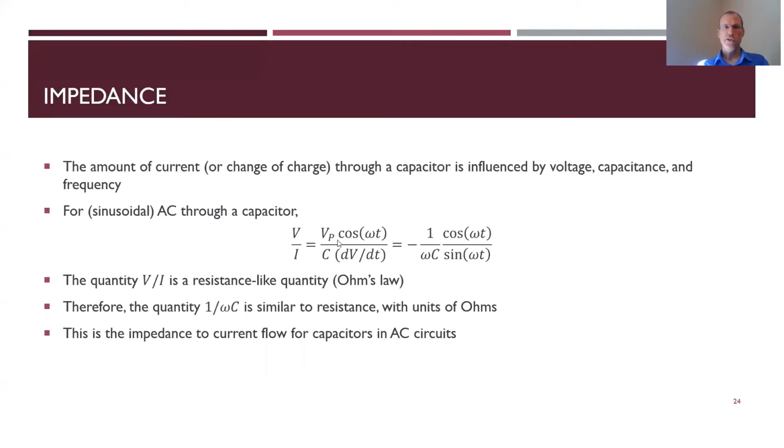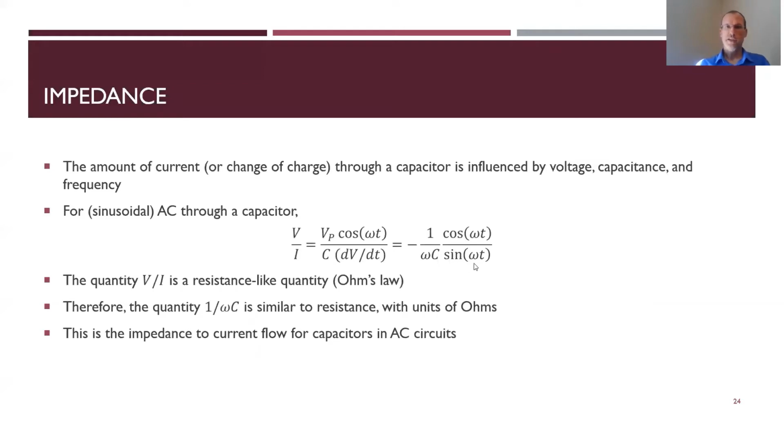Here we have a voltage through the capacitor. So that's Vp times cosine. So again, my original voltage source was a sine wave, but through the capacitor, it gets shifted by 90 degrees to a cosine. And then my current is the capacitance times change in voltage over change in time. And so what we get by that is negative 1 over omega c, cosine over sine.